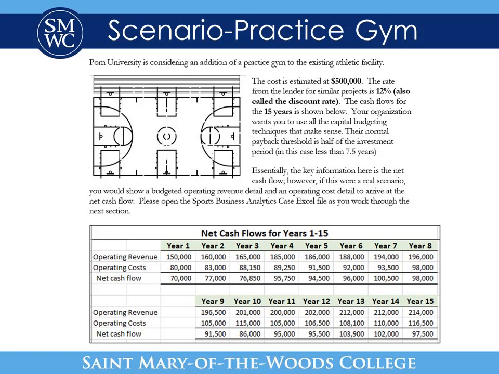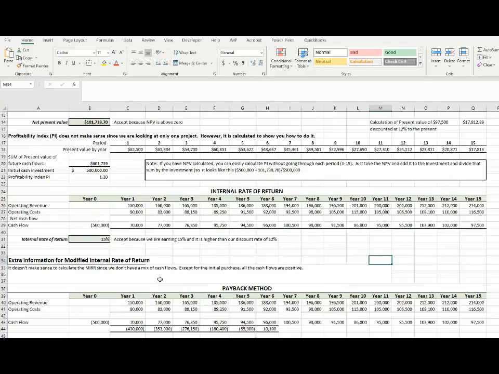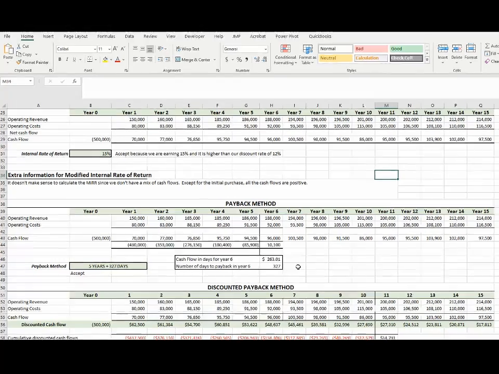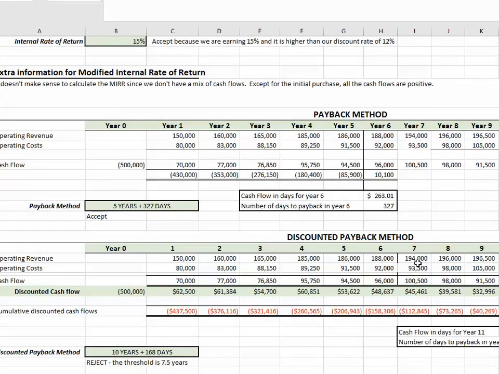So today we're talking about payback. There are two different types of payback. There's one that's just a regular payback method that does not include the time value of money, and the second payback method does contain the time value of money.